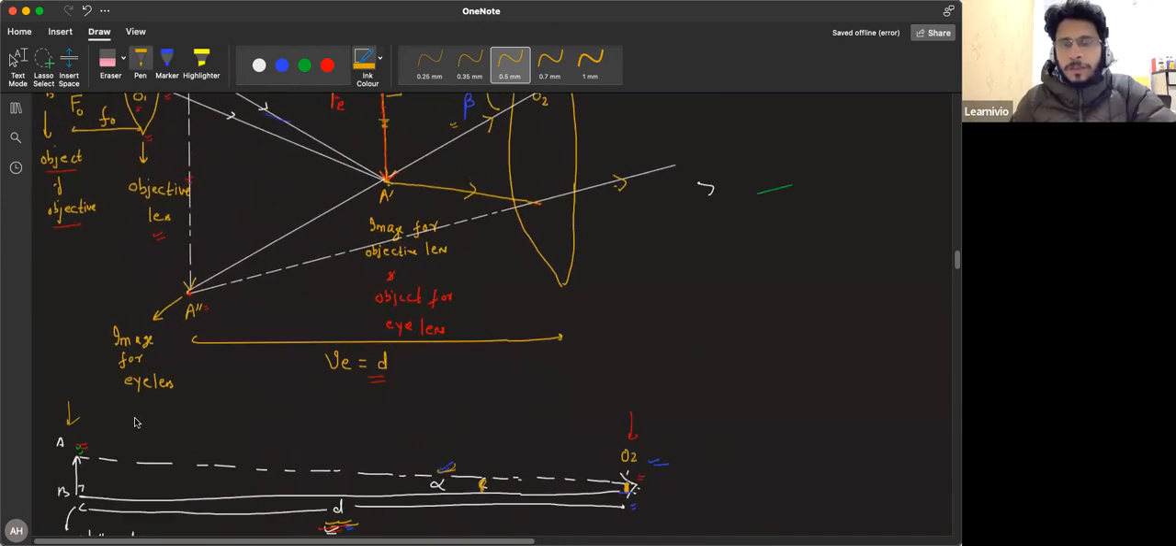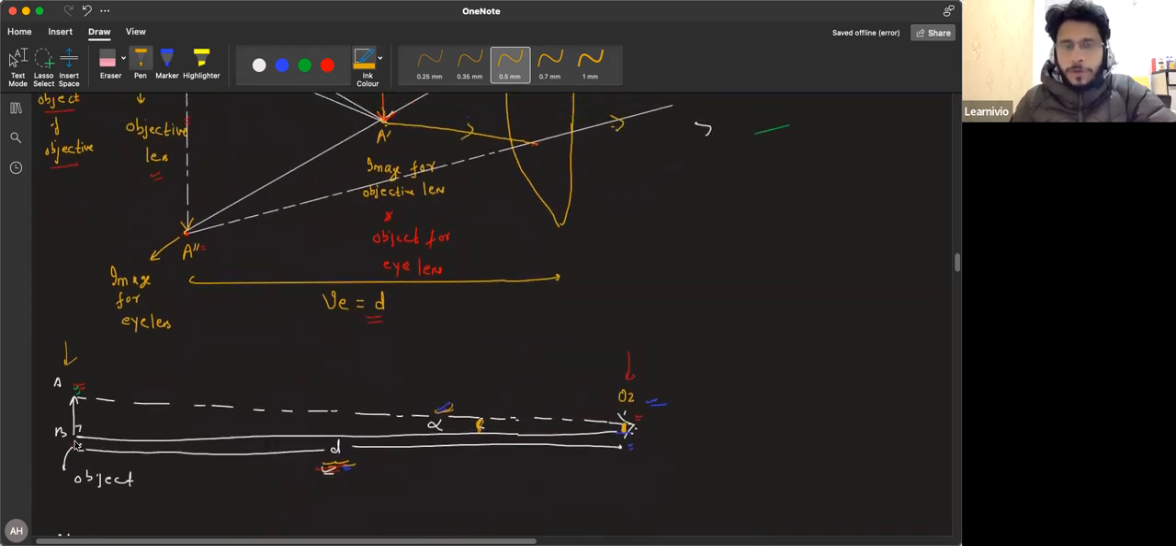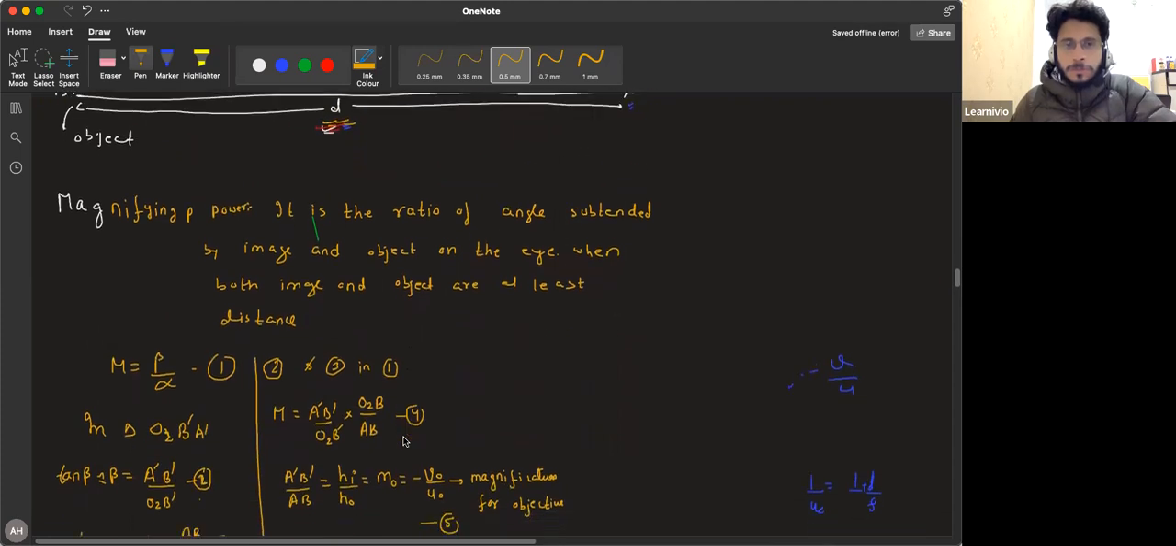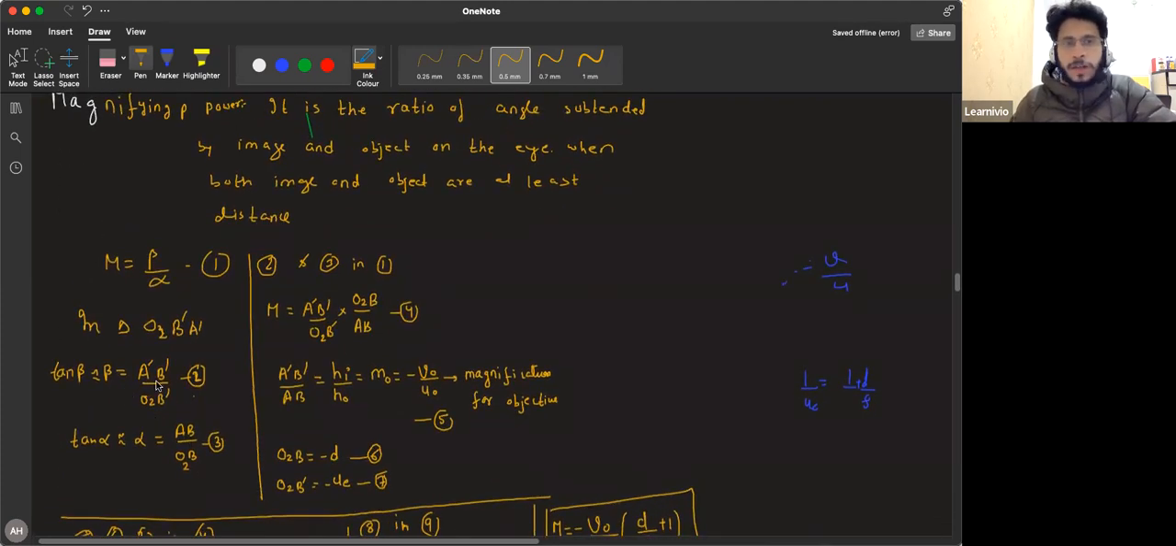Similarly, we can do this for alpha. For alpha, we'll use the triangle ABO2. So Krishna, what is tan alpha in this triangle? Just tell me the ratio of the sides. Yes, AB by D, or you can say this is O2B, right? AB by O2B. So tan beta is A prime B prime by O2B prime, and tan alpha is AB by O2B.